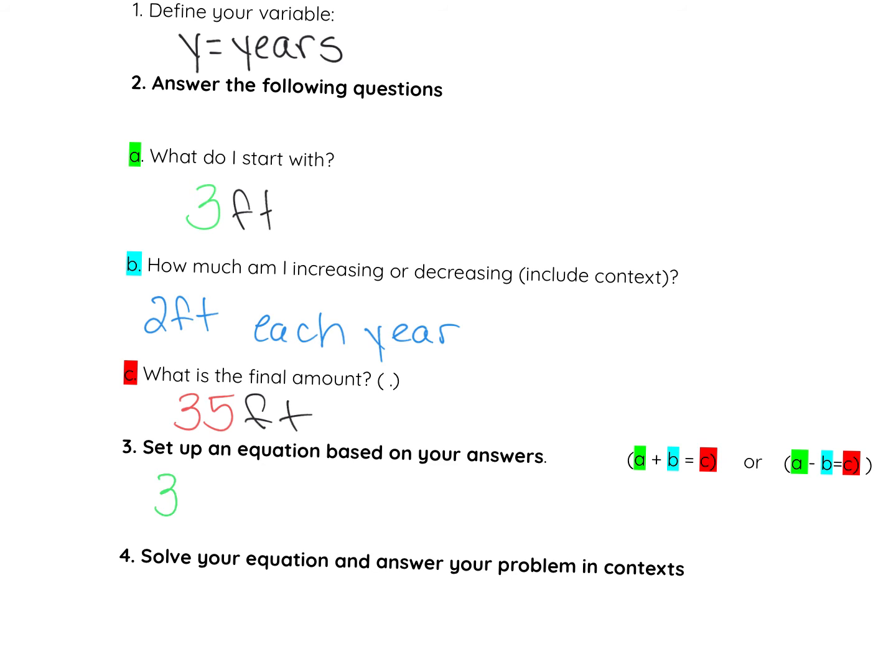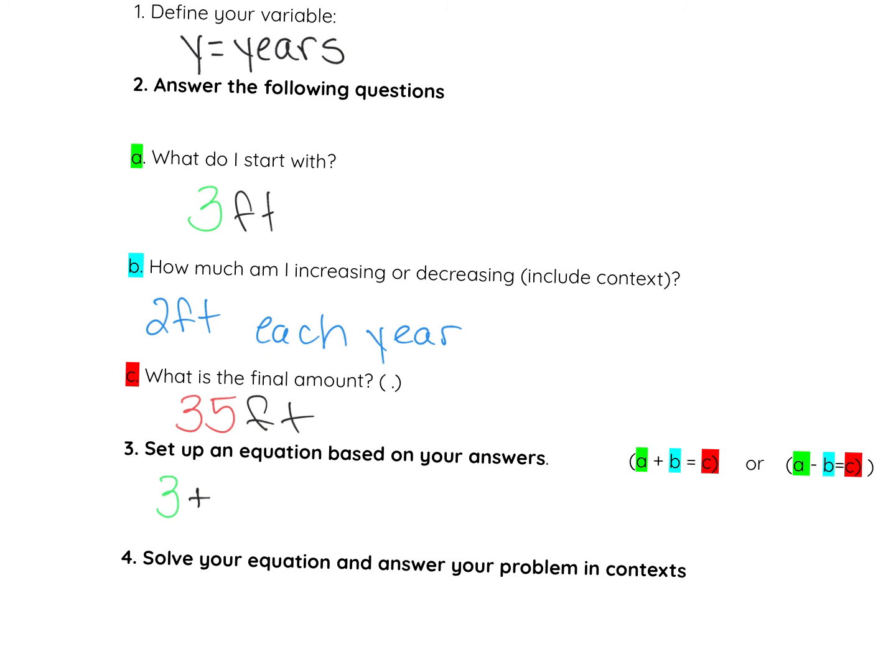Next, we're going to add, because we decided it was an increase. And what are we increasing by? What is my B? B is 2 feet each year. And remember that years, you guys, is that variable. It's that y. So it's 2 feet each year is my B. So I'm going to go ahead and write 3 plus 2y. And then my last thing when I'm writing my equation is what does it equal? C, my total. Well, it is equal to 35.